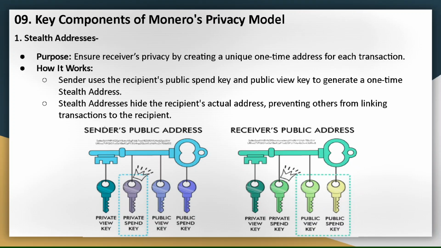The overview of how the sender address works is that the sender uses the receiver's public spend key. But first of all, we need to understand what additional two keys are present at both ends.